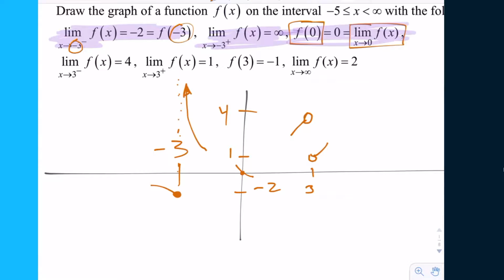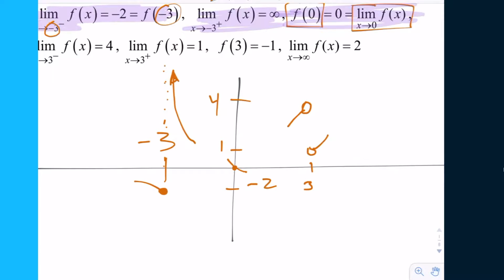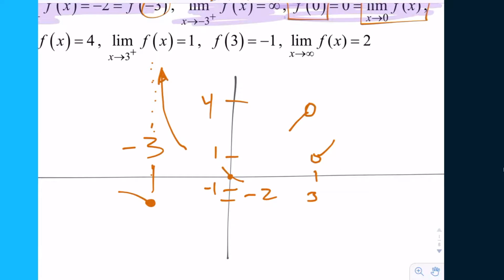Now it says f of 3 is -1. Well, by golly, that's going to be right up here, -1. And I'm going to put a solid dot right there.